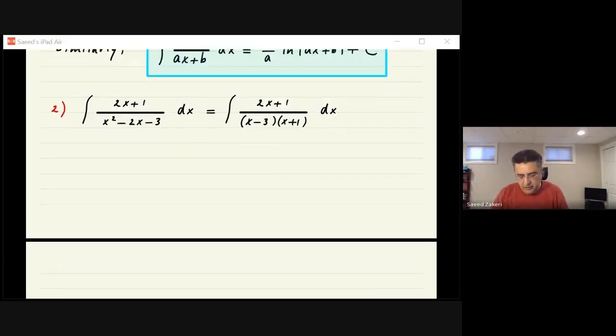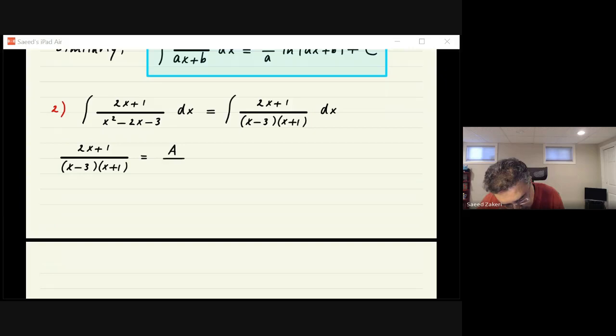Now, in order to integrate this function, I momentarily forget about integration, and I just do algebra. What do I mean by that? I take this fraction, and I ask myself this question. This fraction has 2 linear factors on the bottom. Is it possible to write this fraction as a number divided by x minus 3 plus another number divided by x plus 1?